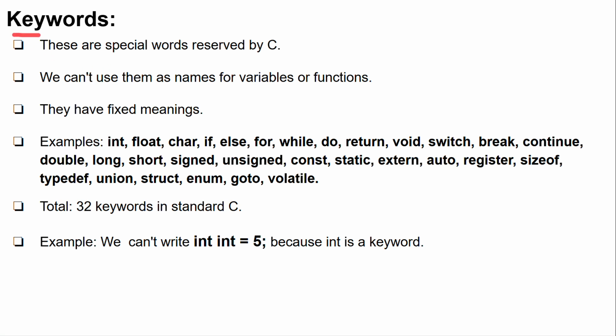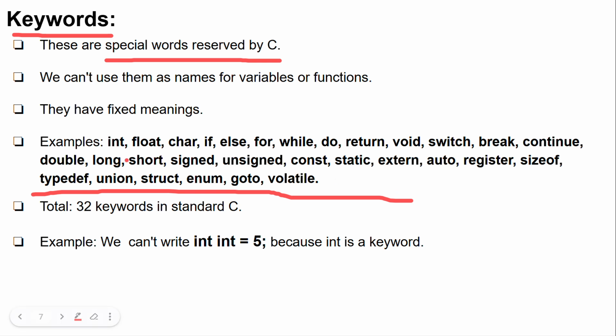First, we'll try to understand keywords. Keywords are the reserved words which are available in C programming. Some examples are int, float, char, if, else, for. These are examples of keywords. That means these all have a specific meaning in C programming. There are a total of 32 keywords available in C programming.